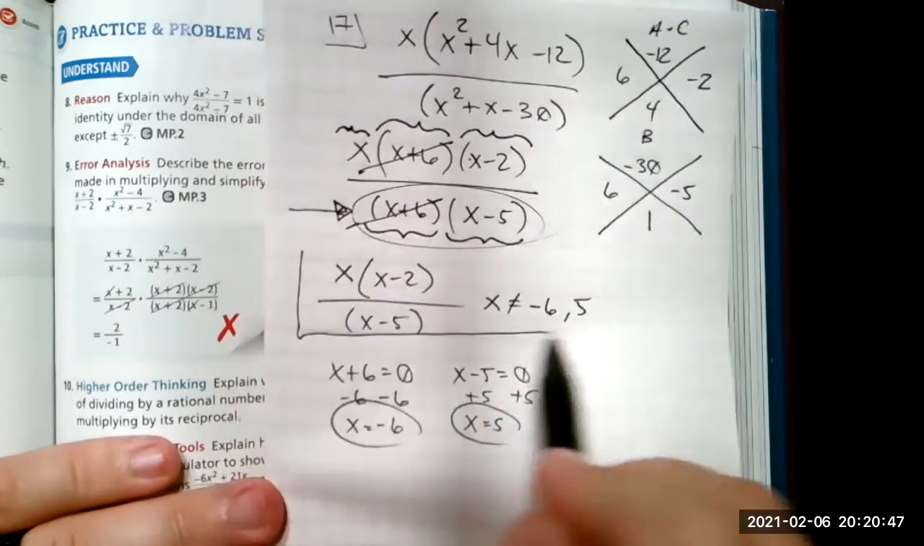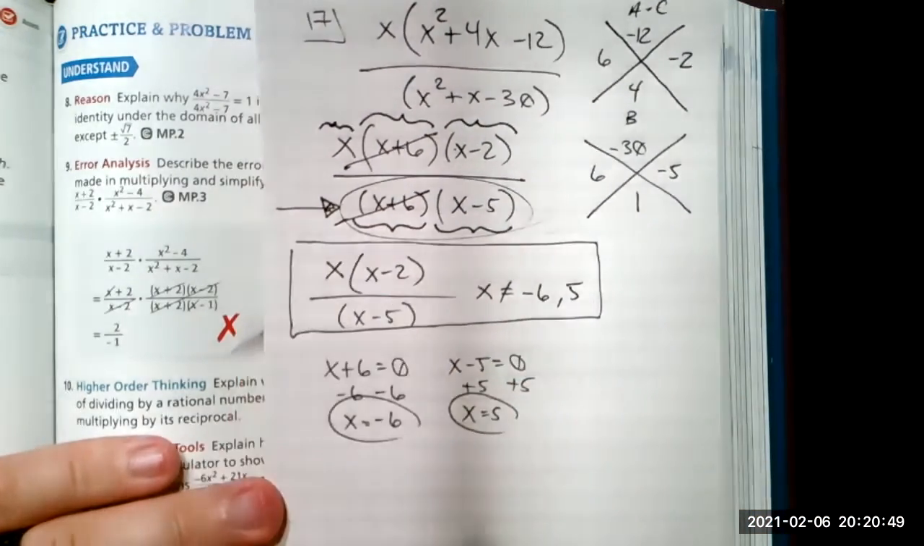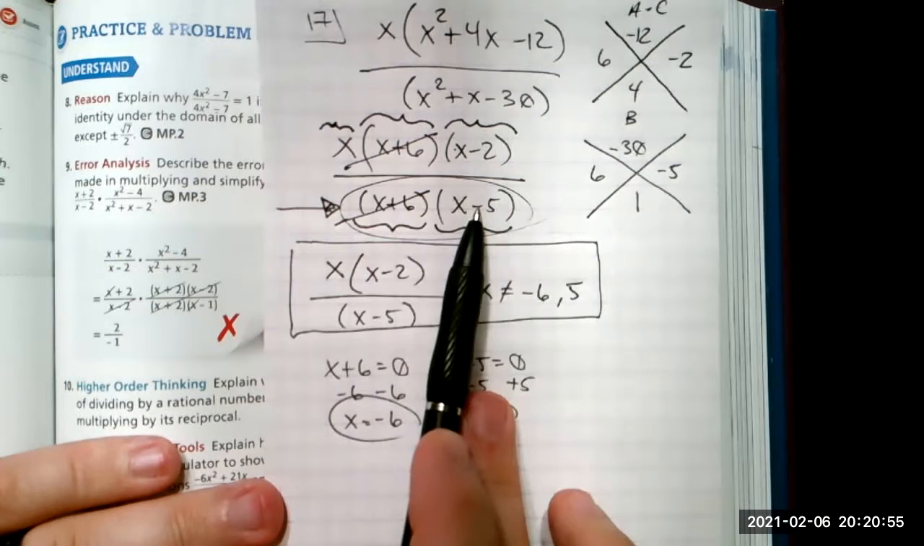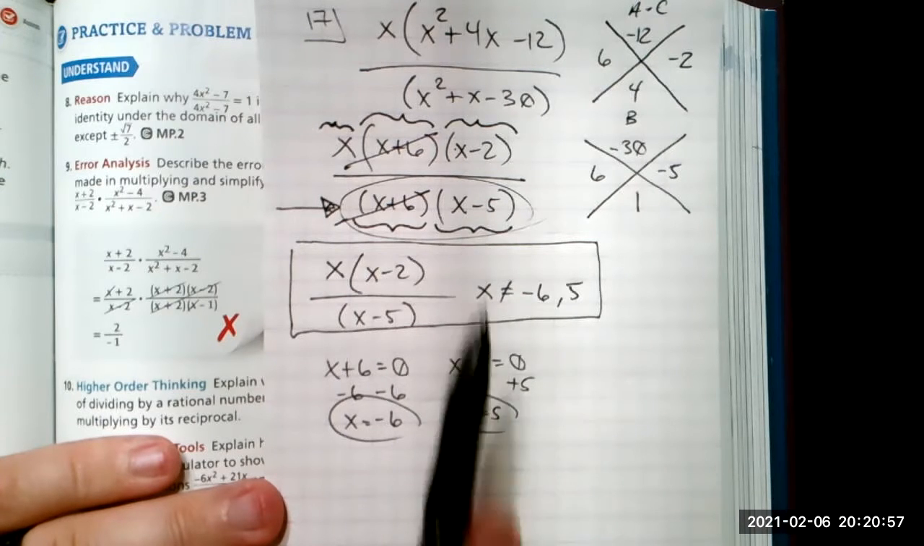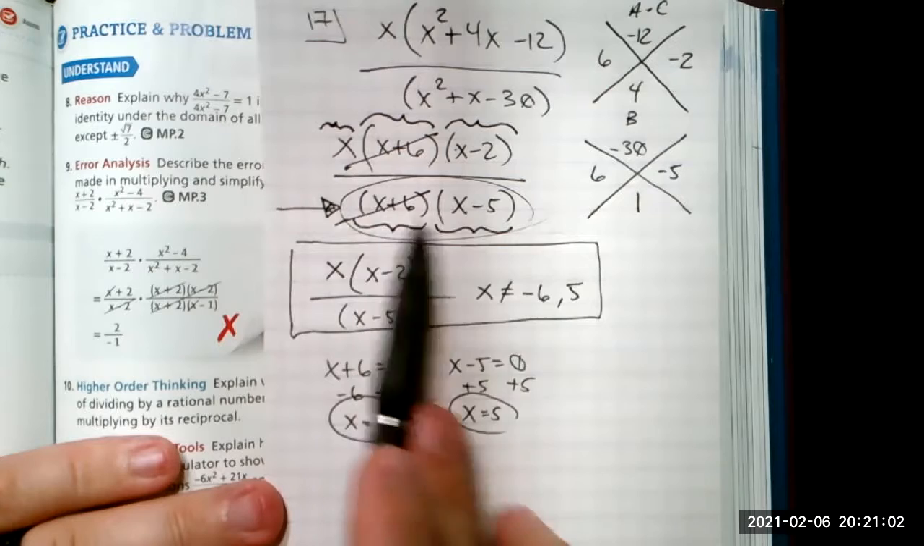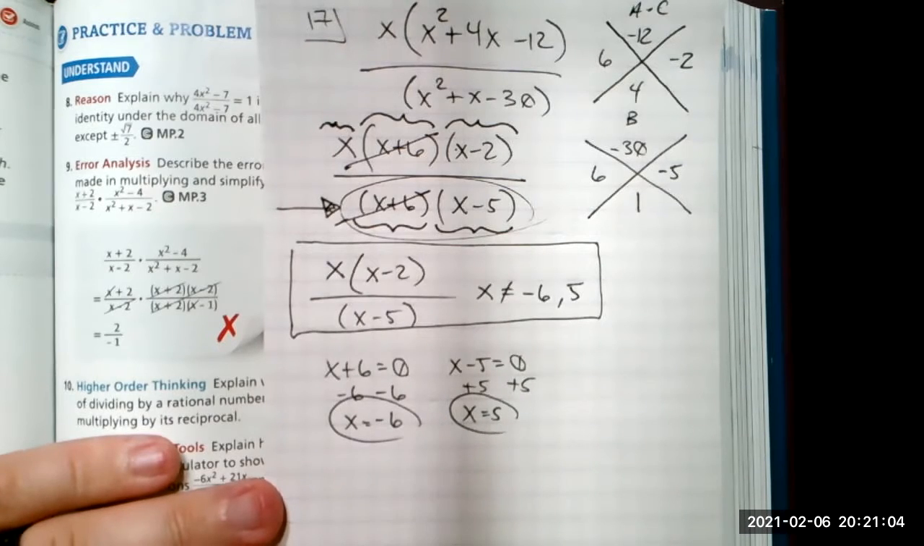That's my final answer. Keep in mind, if you plug these in, you can check that. Negative 6 plus 6 is 0. 0 times anything is 0. If I plug in 5, 5 minus 5 is 0. 0 times anything is 0. So those two numbers x cannot equal.